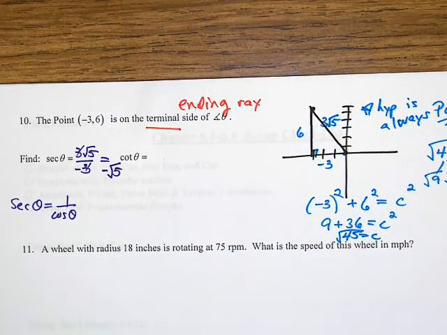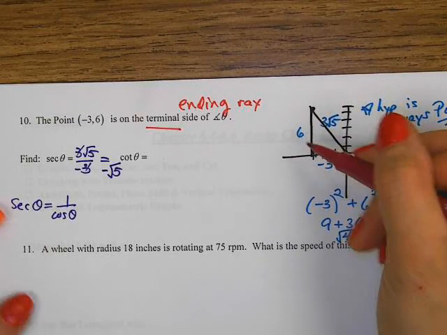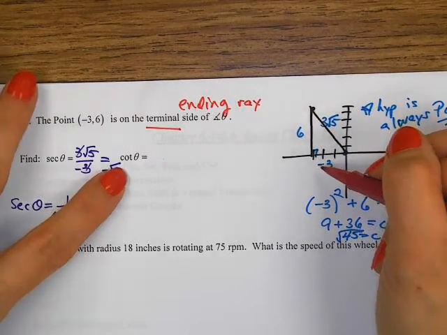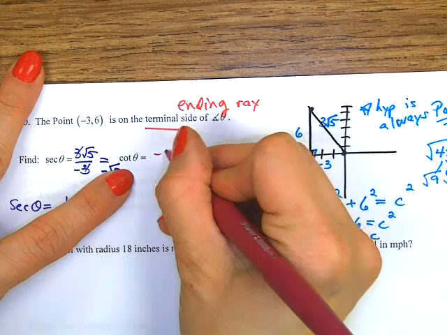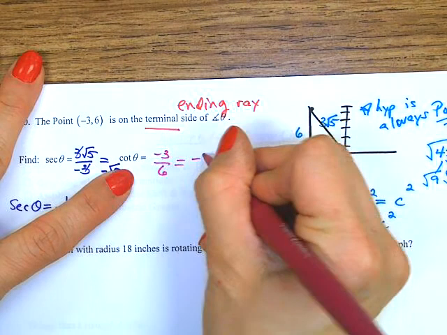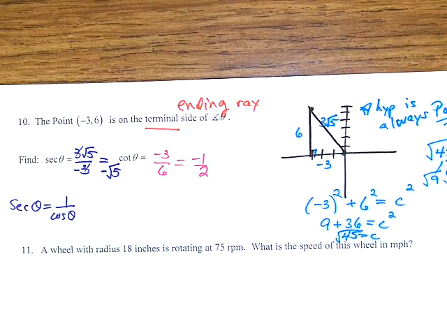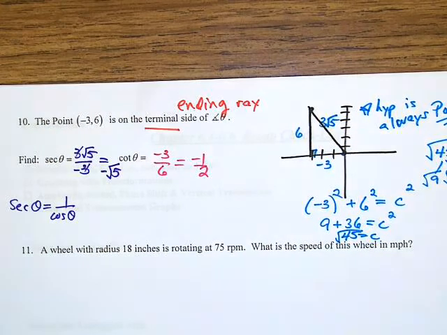Okay, let's go do cotangent. I know tangent is sine over cosine, but I didn't want to do that. I'm going to do cosine over sine. Negative 3 over 6 is negative 1/2. Always reduce your fractions.